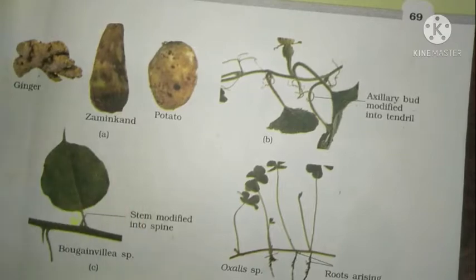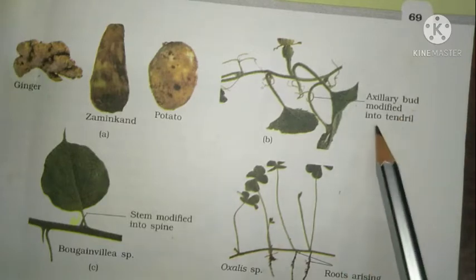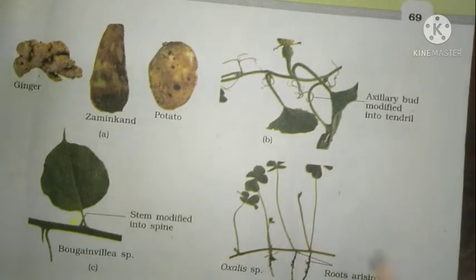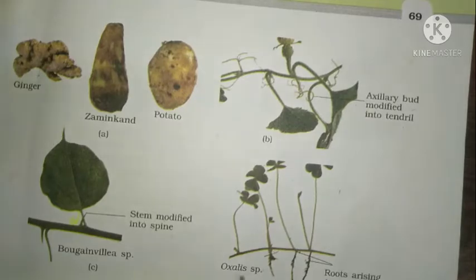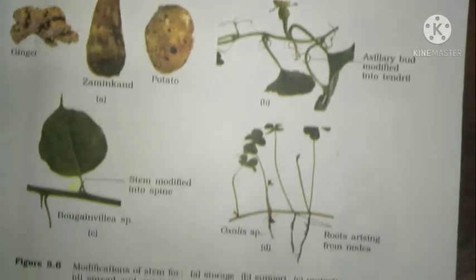A, for storage: ginger, turmeric and potato. B, for support: axillary buds modified into tendrils. C, for protection: in bougainvillea the stem is modified into spines. And D is called spread and vegetative propagation. This is oxalis, with roots arising from the nodes.